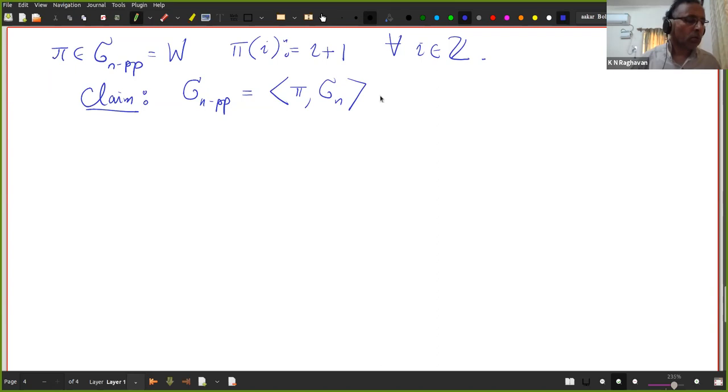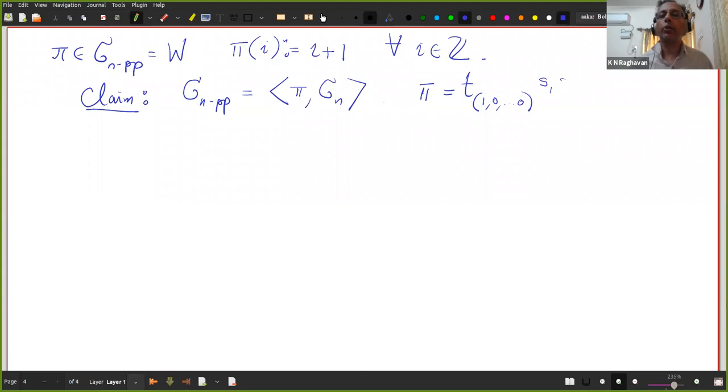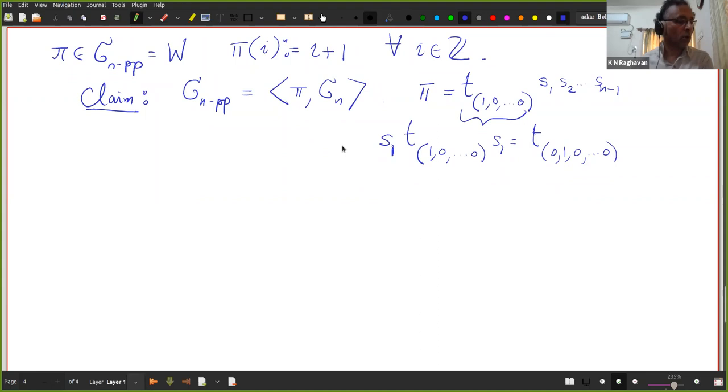Do I indicate a proof here? Okay, let me just write down a few things. If you do a calculation, pi is equal to t of 1, 0, 0, 0 times s1, s2, ..., sn minus. You can check this, which means this belongs to the subgroup generated by pi and Sn. And then you have S1 is equal to T1000 ... S1 is equal to P of 0100. So these two calculations will show that Zn belongs to the subgroup.